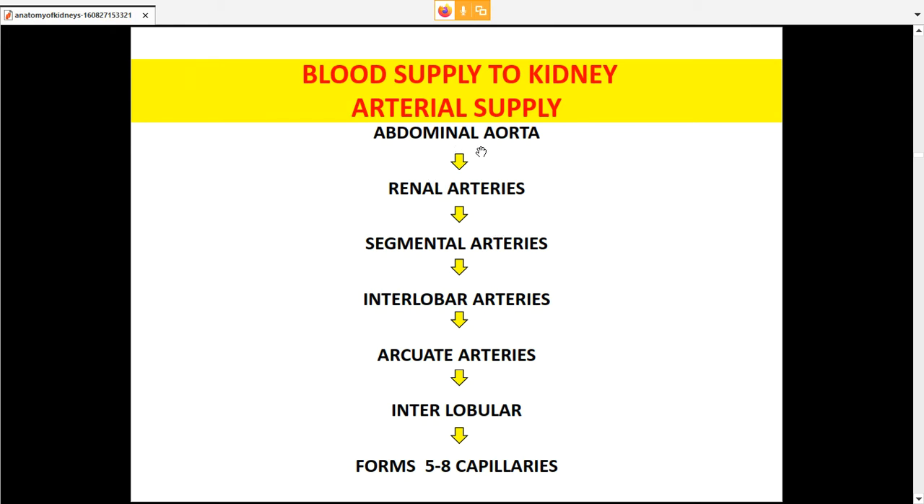First, from the abdominal aorta the renal arteries arise, then enter the kidney and divide into segmental arteries, then interlobar arteries. The interlobar arteries divide into arcuate arteries. Then the arcuate arteries divide into interlobular arteries. After that, they divide into capillaries.